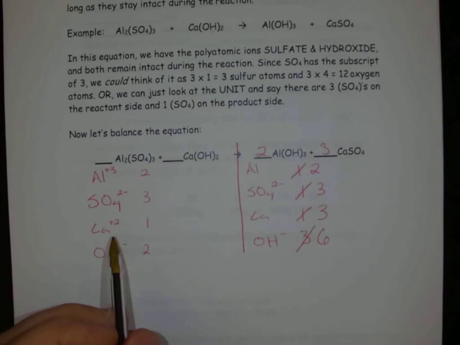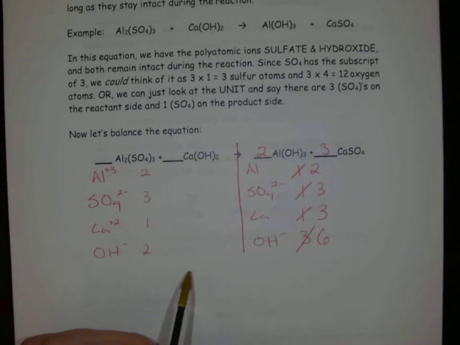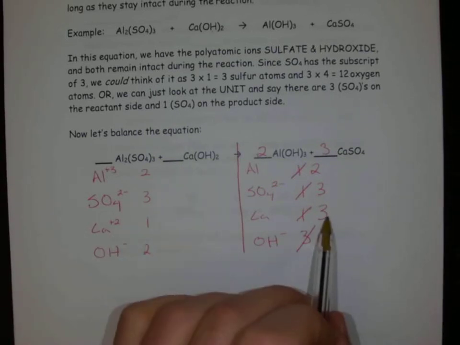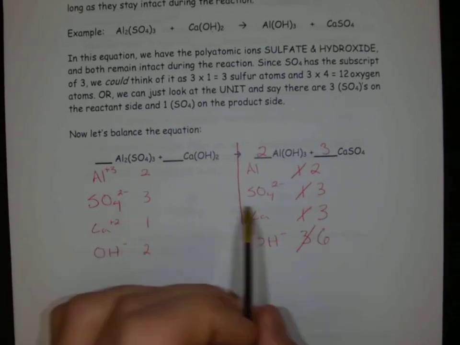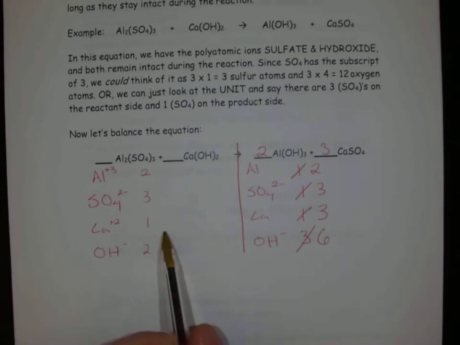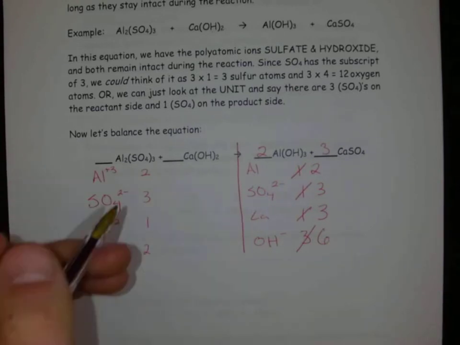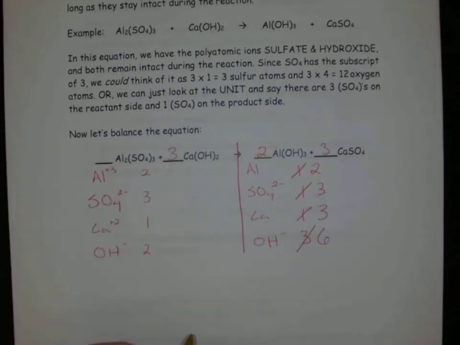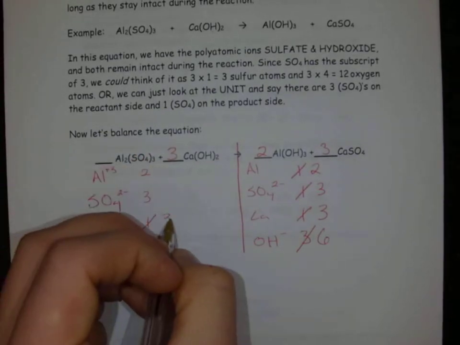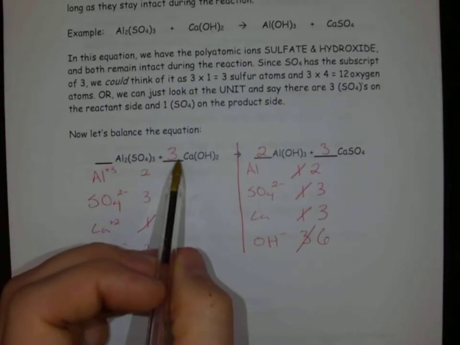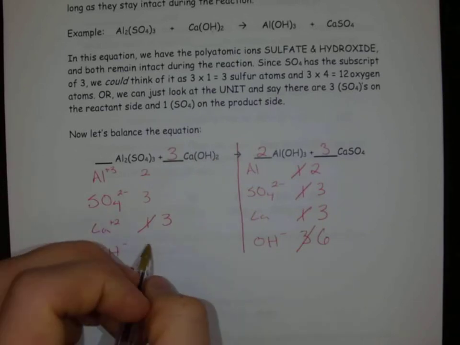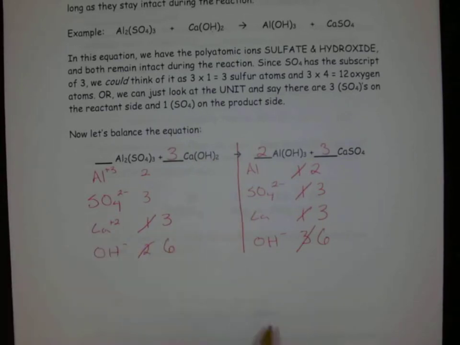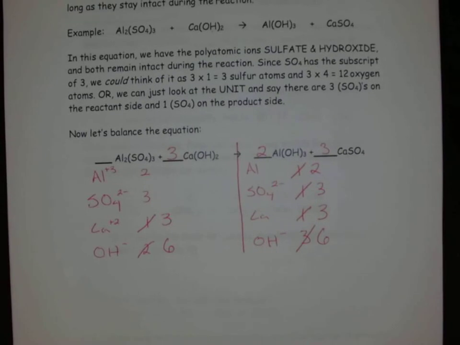Now let's come back over to the left-hand side. I have my aluminums balanced, I have my sulfates balanced. My calciums are not balanced. I only have 1 on the left-hand side and 3 on the right. So I need to put a 3 here. That changes my calciums to 3. And how many hydroxides now? 3 times 2, that's 6 hydroxides. All of my numbers match up. My equation is balanced. Okay? We're going to get some practice with this.